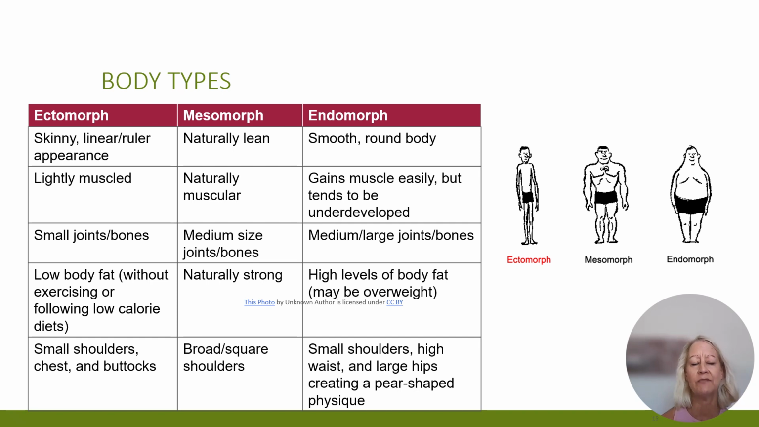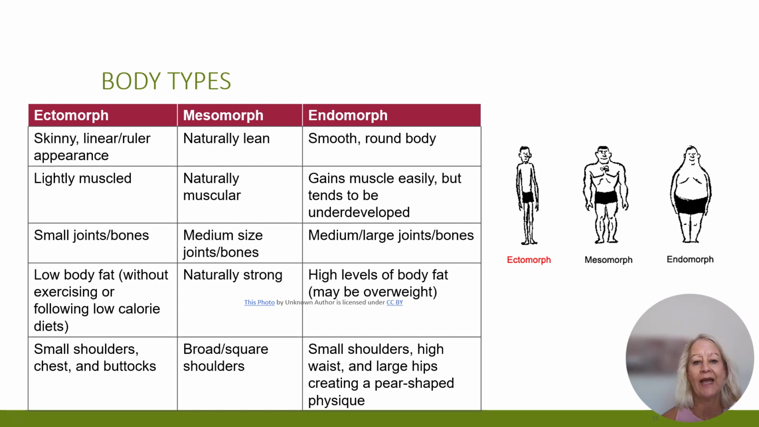Now, mesomorphs are naturally muscular and athletic with broad shoulders and a narrow waist. They gain muscle easily and tend to have a medium metabolism. Their body fat is usually moderate, and they respond well to both strength and cardiovascular training. They are considered to be the ideal body type for bodybuilding and many sports.